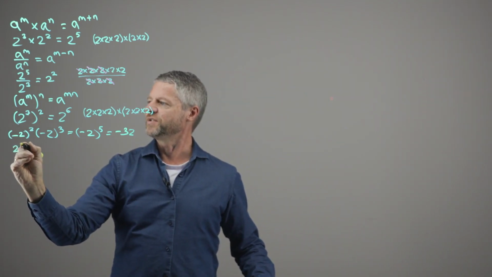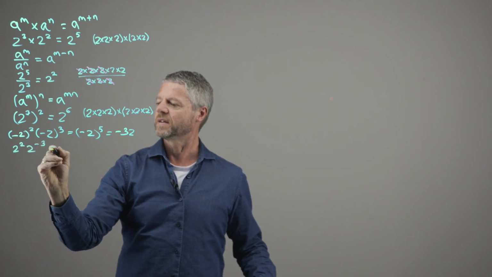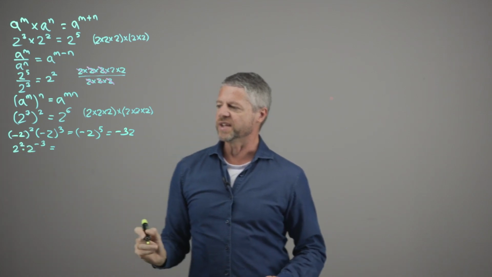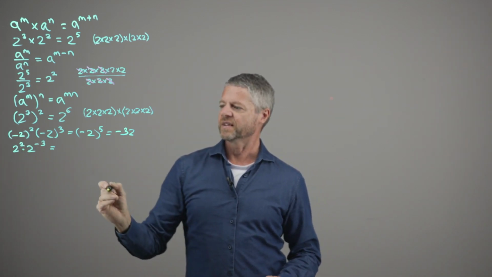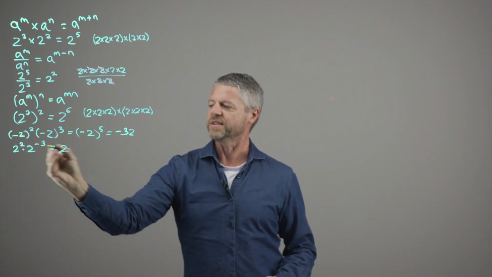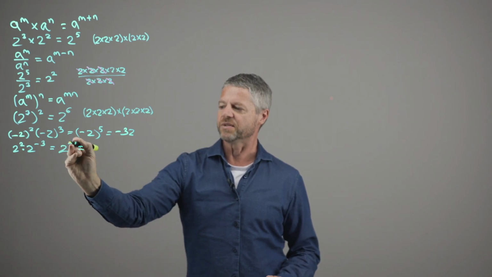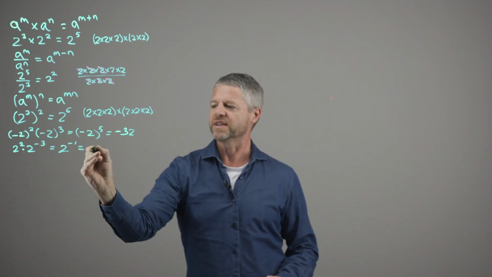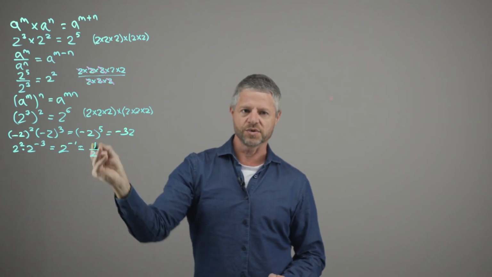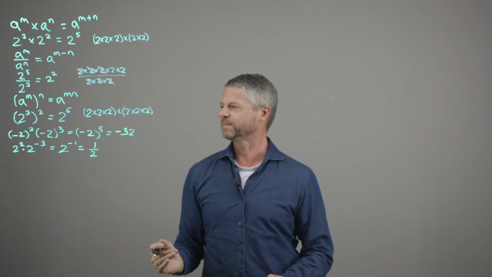Let's try 2 squared and 2 to the minus 3. So we're multiplying these two together. And we just add the exponents, because we have the same base. And 2 minus 3 is minus 1. And remember, the definition when we have a negative exponent is that's equivalent to 1 over 2 to the power 1, which is just 1 over 2, which is just 1/2.